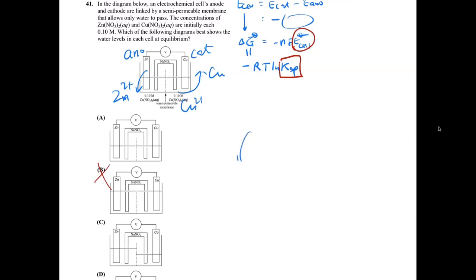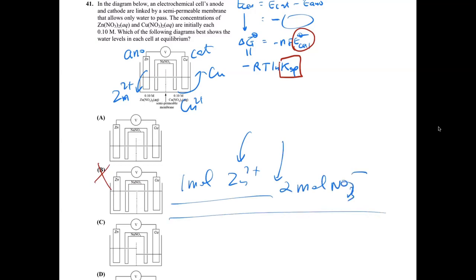Let's have a look. Say on the left side, we add 1 mole zinc 2+. Then we'll add 2 moles of nitrate. So in general, the left side will have 3 moles of ions increased, right? On the right side, we have 1 mole of copper 2+ which is gone, minus 1 mole of copper 2+. At the same time, we add 2 moles of nitrate, right? Does this make sense to you?